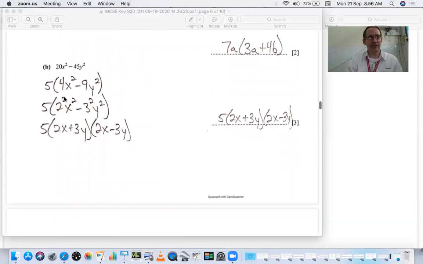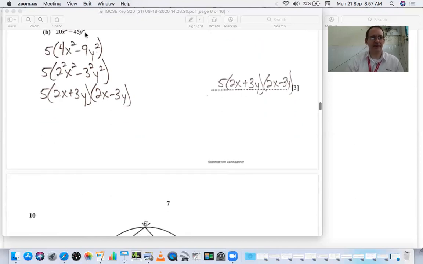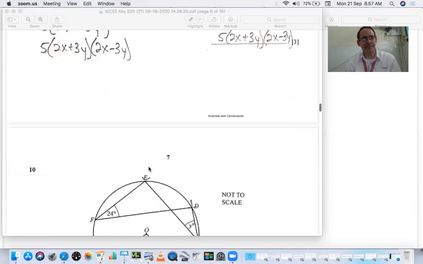Now we can reduce those to squares. 4 is 2 squared, 9 is 3 squared. Then you can change it into a difference of squares where you have 2x plus 3y and 2x minus 3y. Don't forget the 5 out front. So this is your fully factorized form here: 5 times 2x plus 3y times 2x minus 3y, because this was a difference of squares.